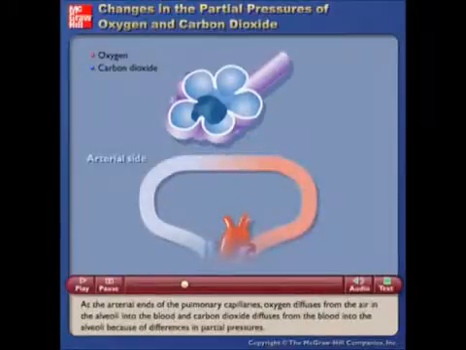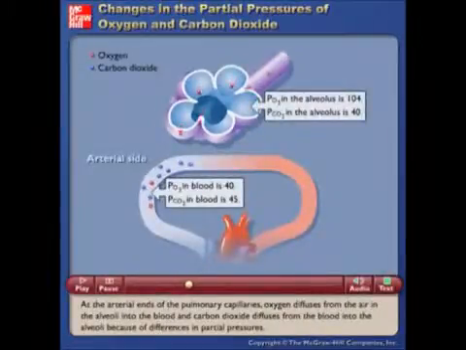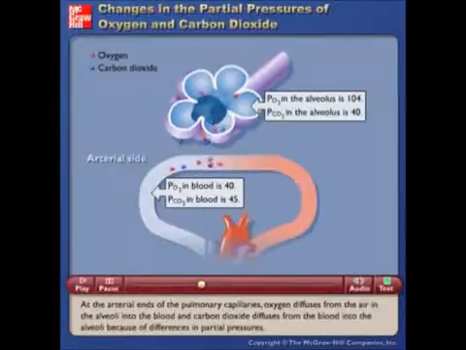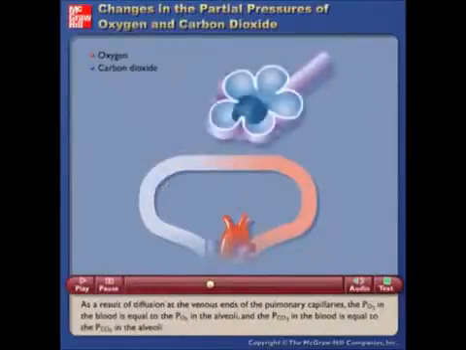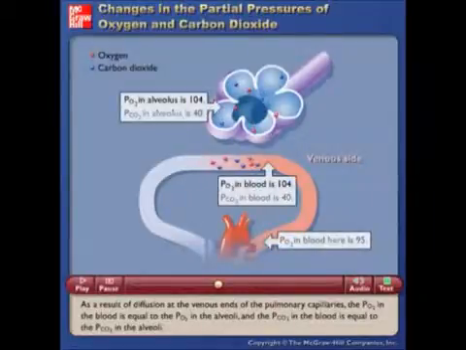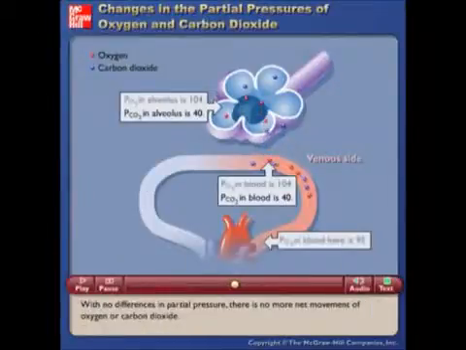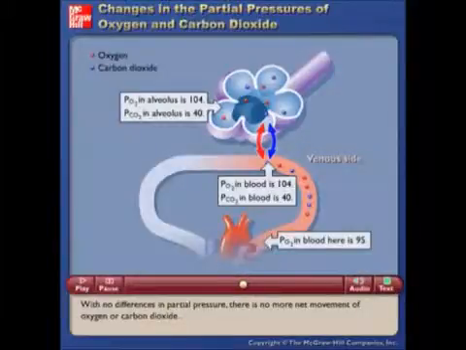At the arterial ends of the pulmonary capillaries, oxygen diffuses from the air in the alveoli into the blood, and carbon dioxide diffuses from the blood into the alveoli because of differences in partial pressures. As a result of diffusion, at the venous ends of the pulmonary capillaries, the PO2 in the blood is equal to the PO2 in the alveoli, and the pCO2 in the blood is equal to the pCO2 in the alveoli. With no differences in partial pressure, there is no more net movement of oxygen or carbon dioxide.